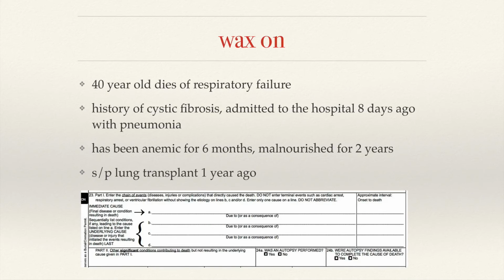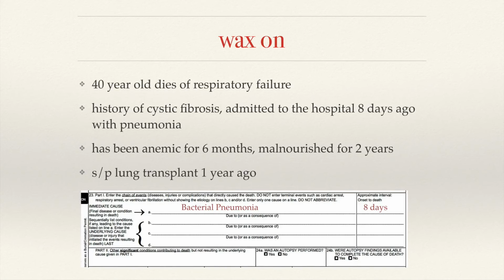Let's try another case. We have a middle-aged gentleman who dies of respiratory failure with a history of cystic fibrosis. He's been anemic, malnourished, and had a lung transplant a year ago. So this looks like a pretty complicated history, but again, abstracting it out onto the death certificate is not too hard. So the actual cause of death is not respiratory failure, it's bacterial pneumonia, the actual disease process that caused his lungs to fail. And we know from the chart that that has been going on for about 8 days.